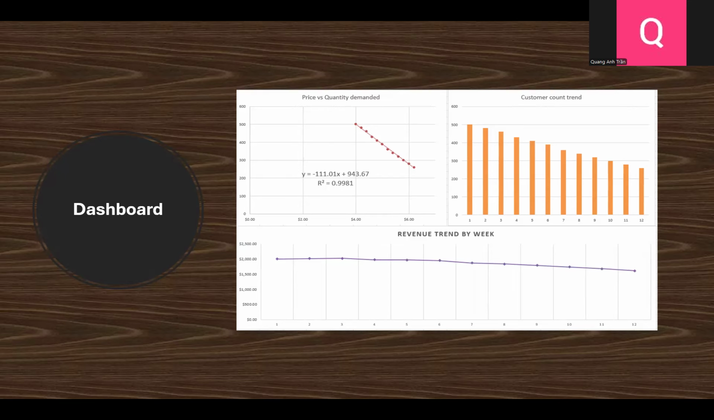On the top right, the customer count trend confirms the behavioral effect. Customer visits steadily fall across 12 weeks as prices rise, not just the number of cups per visit. At the bottom, the revenue trend edges down from around 2,000 towards 1,650 by week 12. So while revenue per cup is higher, the volume loss dominates, pulling total revenue down. Taken together, this dashboard shows that aggressive price increases reduce demand and visits, and ultimately hurt performance. The decision implication is to hold prices near the $5 equilibrium and use value-add tactics rather than further price rises.